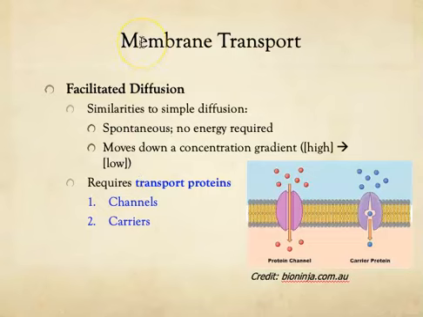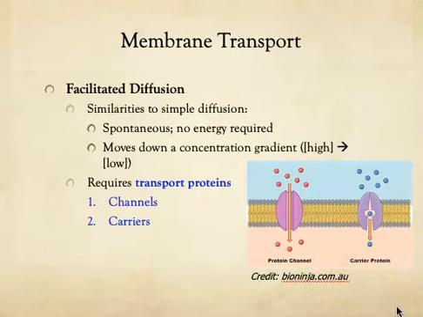Like the name suggests, the protein will facilitate the movement of the particle across the membrane. Because some particles are too big or too polar or have a charge on them, if a cell has a need for those things to move across the membrane, it will use a protein to get the job done. And that process is what we call facilitated diffusion.